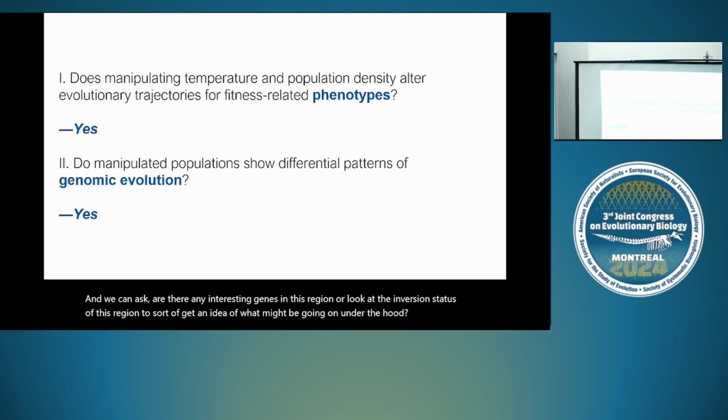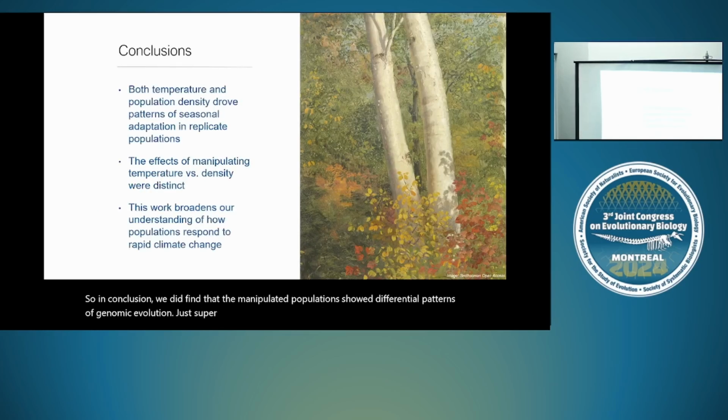So in conclusion, we did find that the manipulated populations showed differential patterns of genomic evolution, which is super cool. And we found that both the temperature and population density treatments drove patterns of seasonal adaptation in our replicate populations. However, the effects of manipulating temperature versus density were distinct. So this indicates they're both important selective pressures in the system, but they're operating in different ways. Overall, this work will help broaden our understanding of how populations respond to rapid climate change.